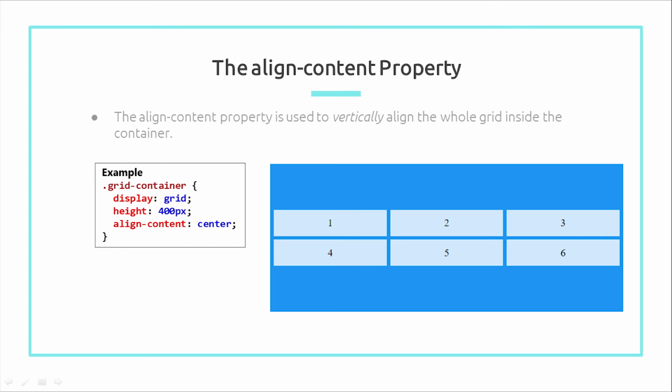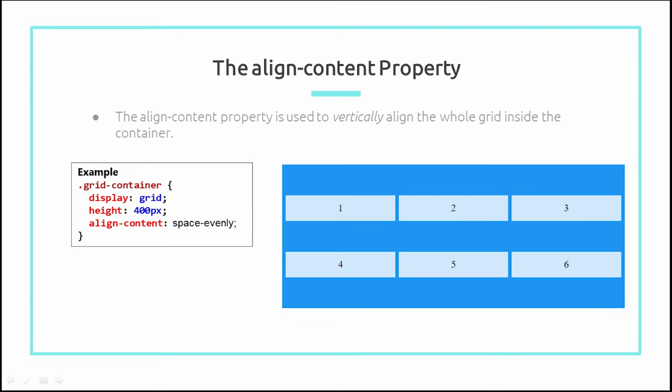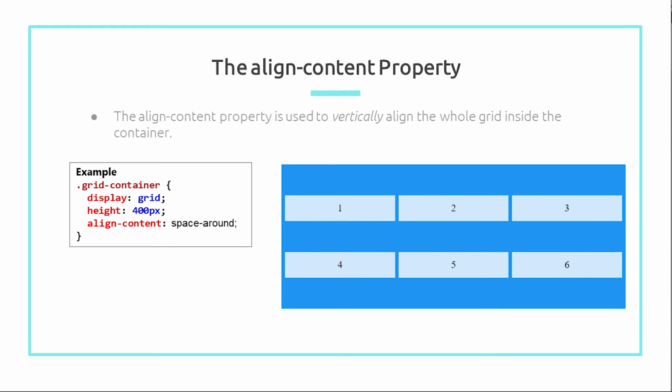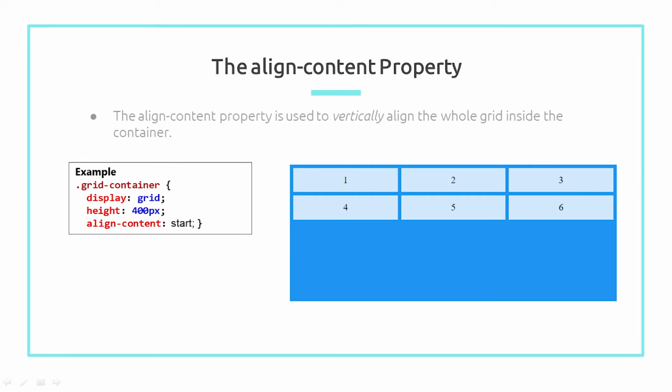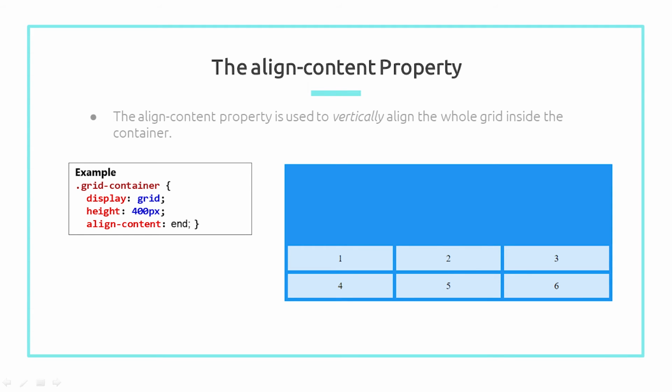The align-content property. The align-content property is used to vertically align the whole grid inside the container. Align-content: center. Align-content: space-evenly. Align-content: space-around. Align-content: space-between. Align-content: start. Align-content: end.